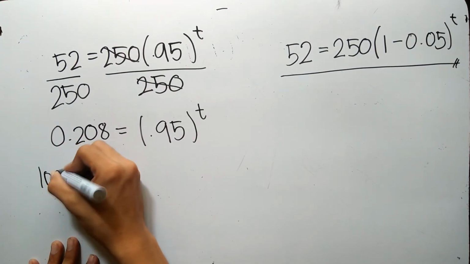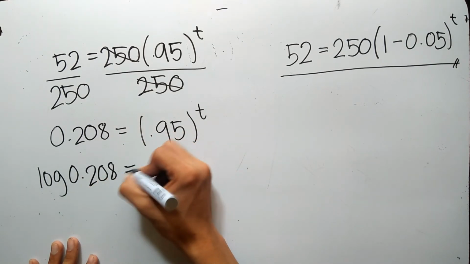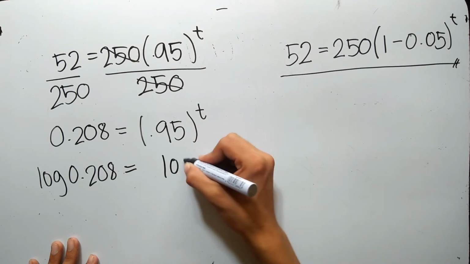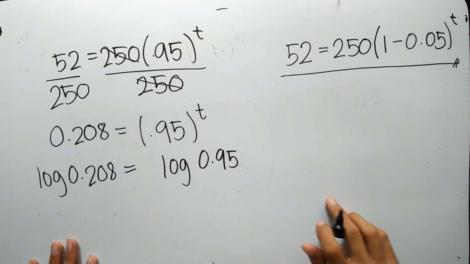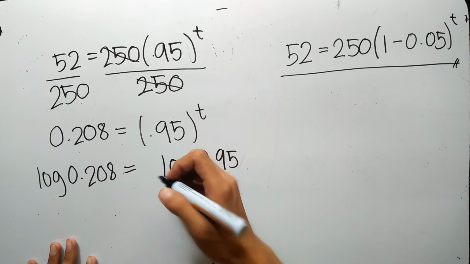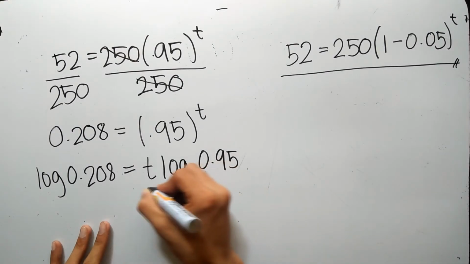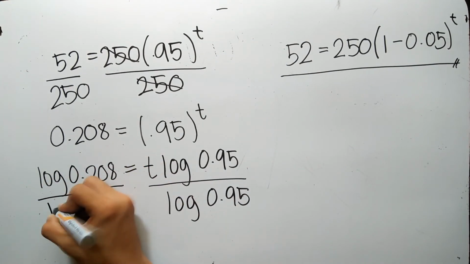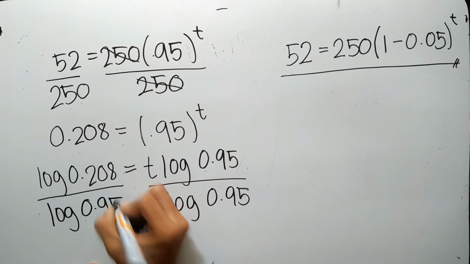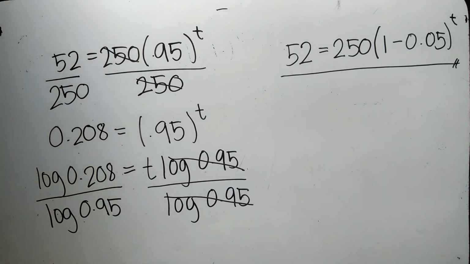And then we take the logarithm of both sides. So it will become log of 0.208 is equal to log of 0.95 to the power of t. By the power rule, we move the exponent to become a coefficient. And then we divide both sides by the logarithm of 0.95 in order to isolate t. Next, we use the calculator to solve for this.